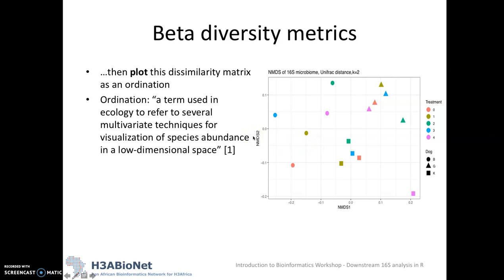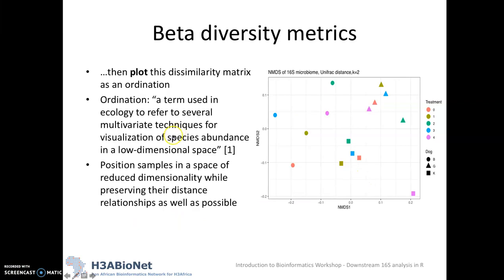So we often speak about ordination in 16S analysis, and this is a term that's used in ecology to refer to several multivariate techniques for visualization of species abundance in low dimensional space. So you want to take that high dimensional data you have and you want to summarize it as easily as possible, hopefully in 2 dimensions, so you can see it on a plot such as this. So you can think of ordination as positioning samples in a space of reduced dimensionality while preserving their distance relationships as well as possible.